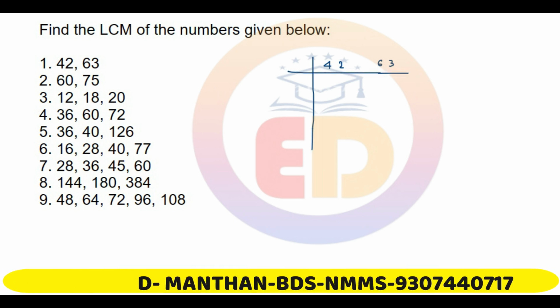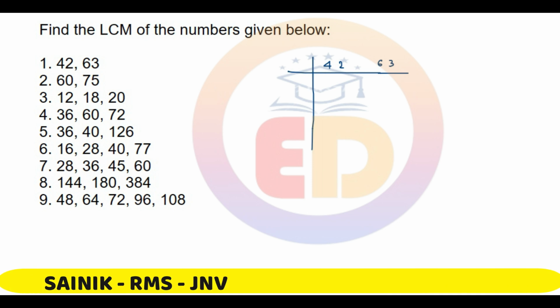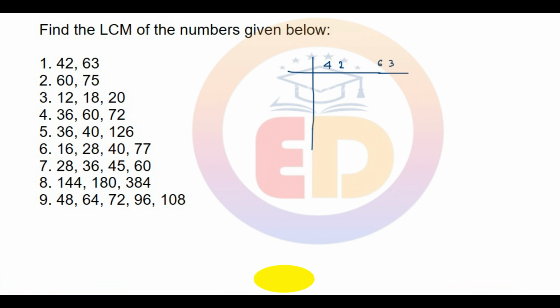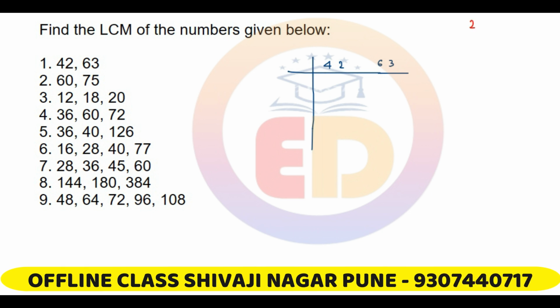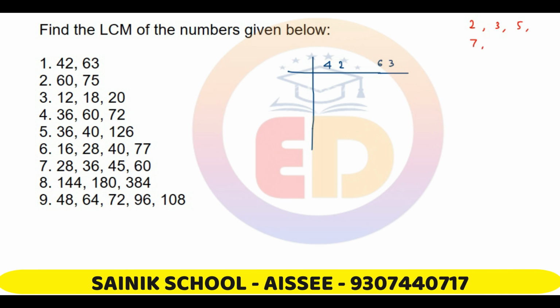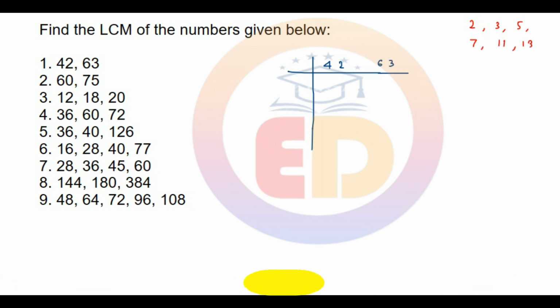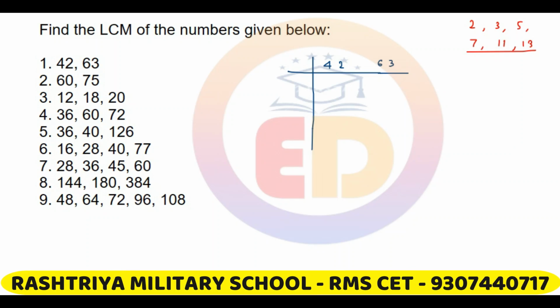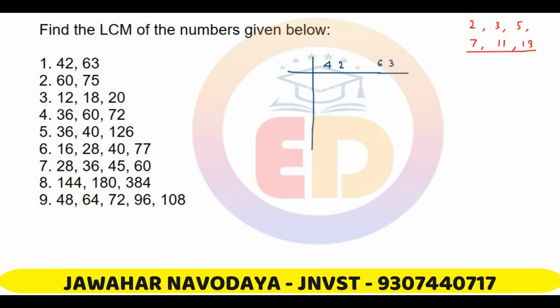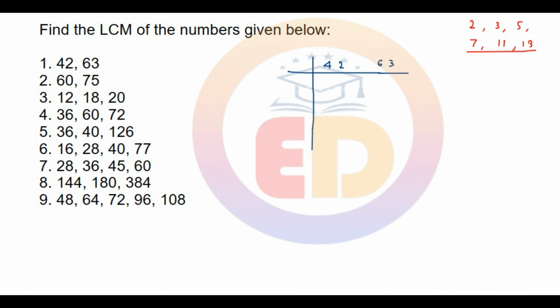Now we will divide both of these numbers by any common number. And remember, when we talk about dividing these numbers, we will always use the prime numbers, which are 2, 3, 5, 7, 11, 13, and so on. So this division should never be by any composite number, but it should always be by prime numbers. And you have to take such a number which will divide both the numbers.